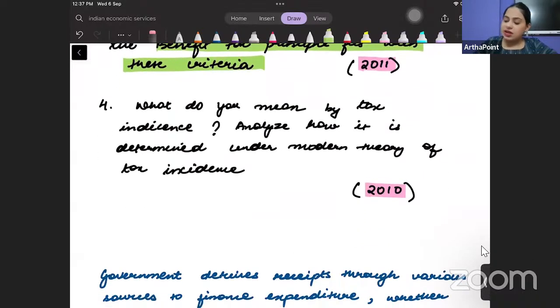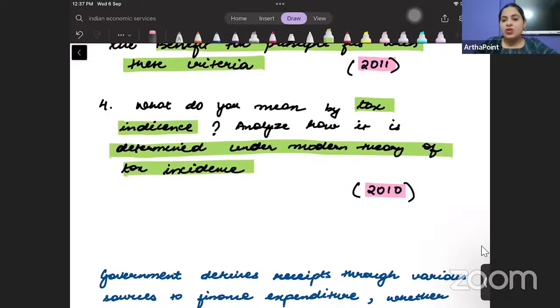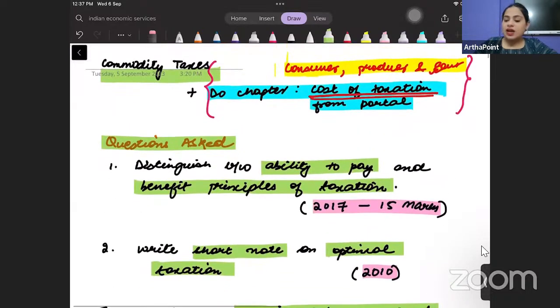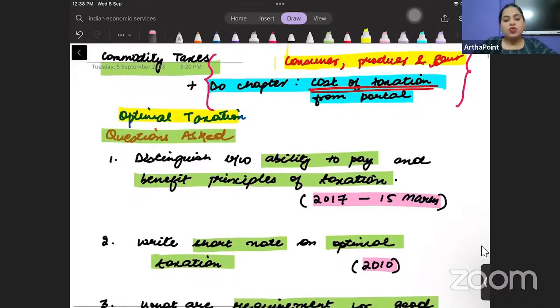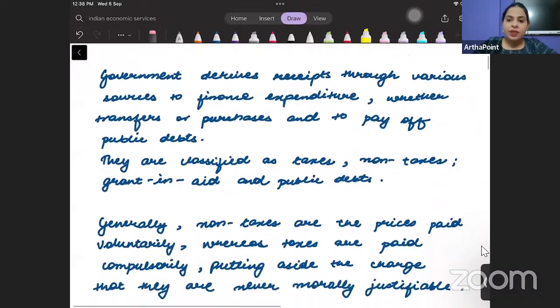Then in 2010, another question that was asked was, what is tax incidence? Analyze how it is determined under the modern theory of tax incidence. So these are a few of the questions that are asked from optimal taxation. And today we will start analyzing this topic in a bit of detail.